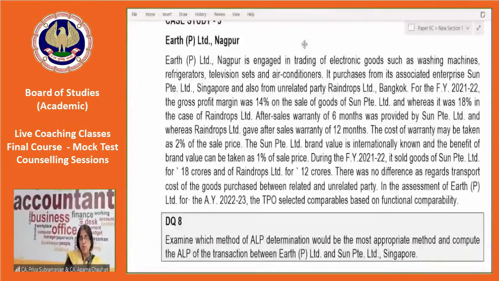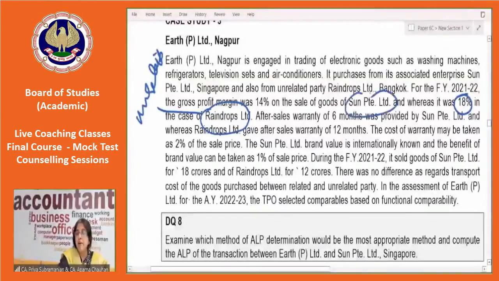You're purchasing goods from an associated enterprise and selling it to an unrelated party. And what is a comparable transaction? You're purchasing goods from Raindrops Limited and selling it to unrelated parties. That will be the comparable transaction in this case, on the basis of which the GP margin of 18% is taken, which is earned from the comparable transaction. 18% was in case of Raindrops. Raindrops is an unrelated party.